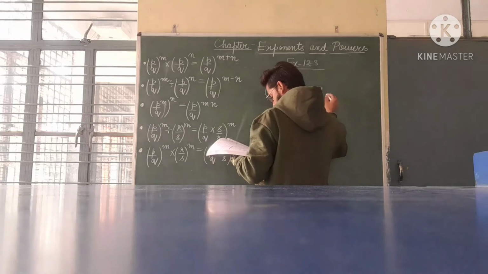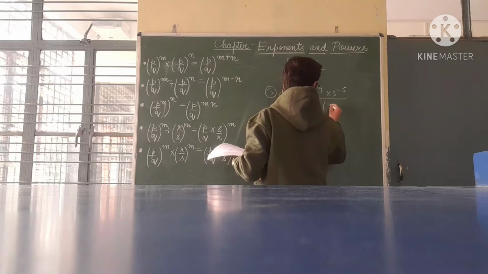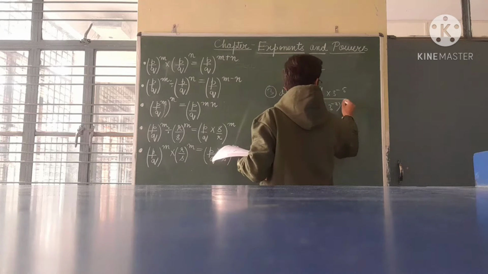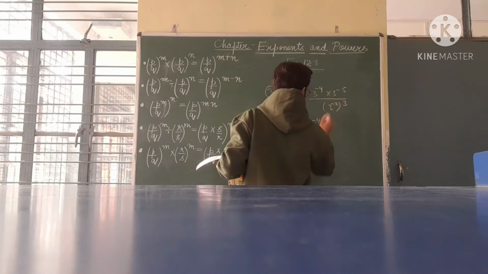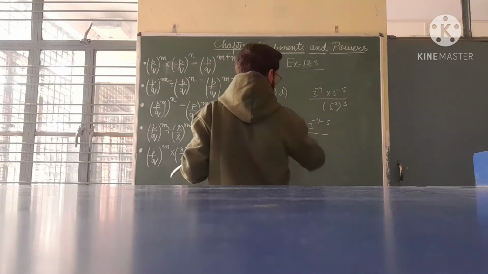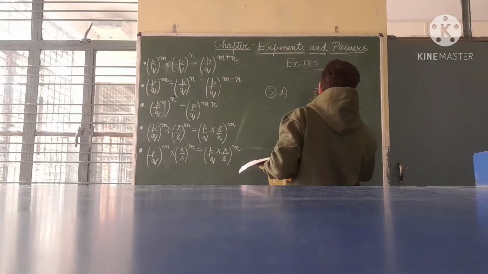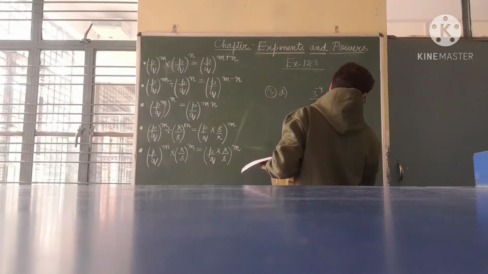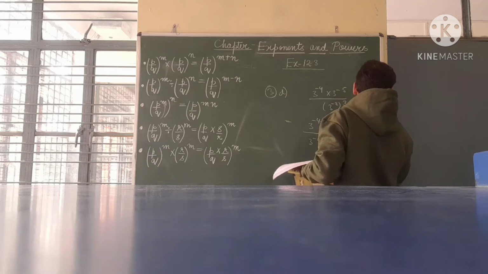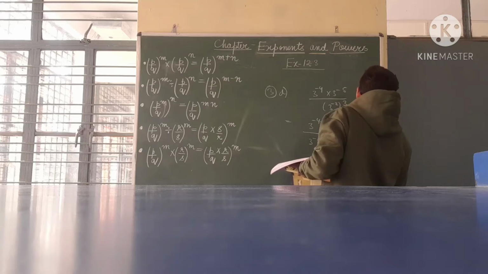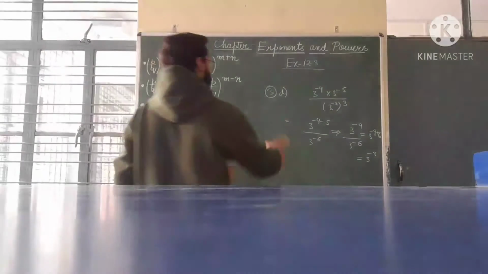3 to the power minus 4 into 3 to the power minus 5 upon 3 to the power minus 2 whole cube. As you can see, the base is the same, so the powers will be added, that is minus 4 and minus 5, plus minus becomes minus, and 3 to the power minus 2 to the 3 is minus 6. What do we get? We get 3 to the power minus 9 upon 3 to the power minus 6. Now 3 to the power minus 9 minus minus 6, then it becomes 3 to the power minus 3. Okay? Clear students? Like this we have to do the question.